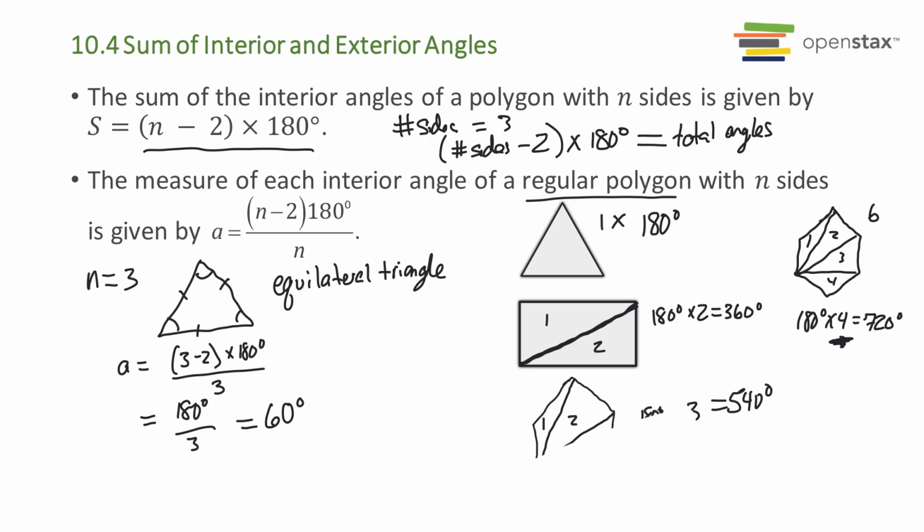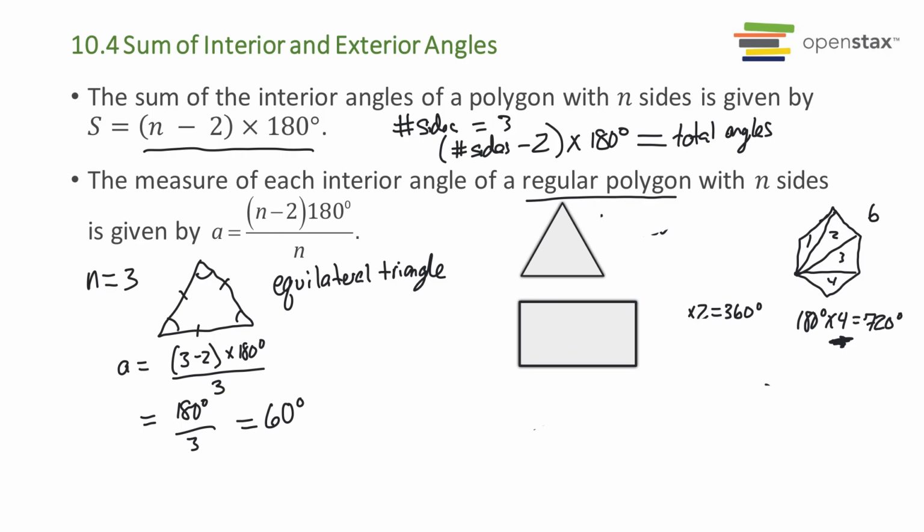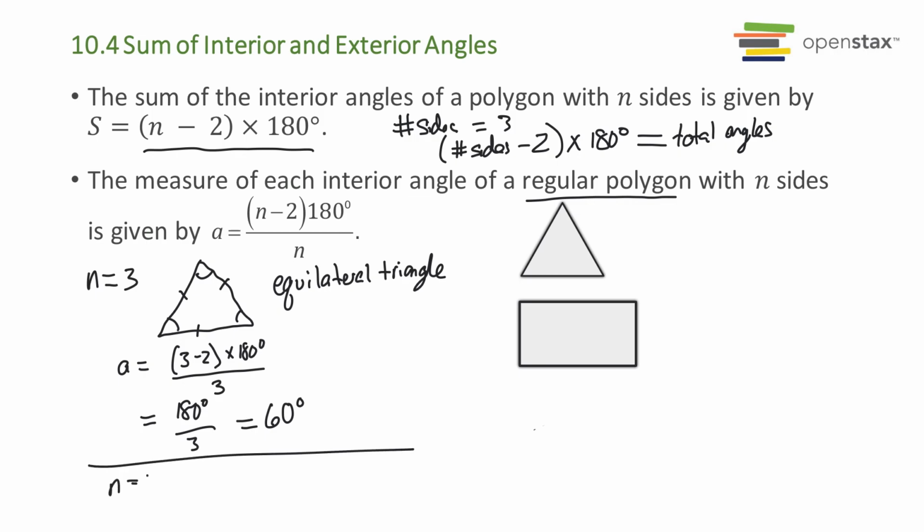Well, what about a quadrilateral, right? 4 sides. Then if n equals 4, that's going to be 4 minus 2 times 180 degrees divided by 4. But we know that a quadrilateral has 360 degrees divided by 4, and that's going to give you 90 degrees. And so all that's doing is telling us each of these has to be 90 degrees.